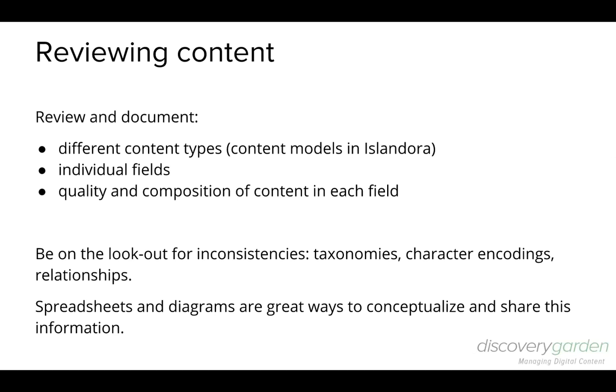So you're going to review and document the different content types. So what types of content are repeatable, what types of content can represent the content in your system in the best fashion. And in Islandora, those are called content models. You're going to then look at the finer details, the individual fields in your data, and then see if there's commonalities between the content types so that you can map things in a standard way across your site, and then look at the quality and composition of each of those fields.